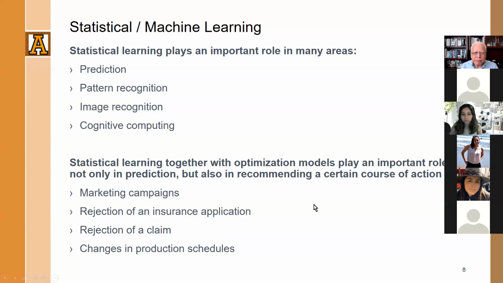Rejection of a claim, changes in product schedules. Again, statistical learning with optimization models play an important role in determining actions to be followed to minimize costs and optimize whatever we're trying to achieve: get more customers to buy my product, or approve applications that are really good applications, legal applications.